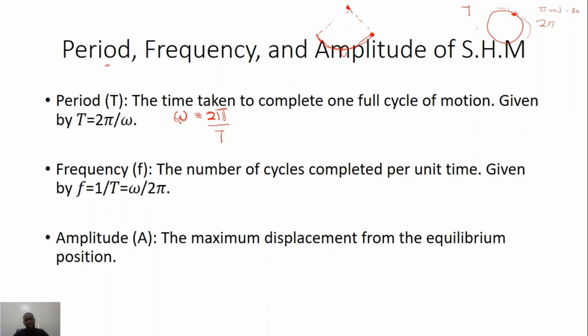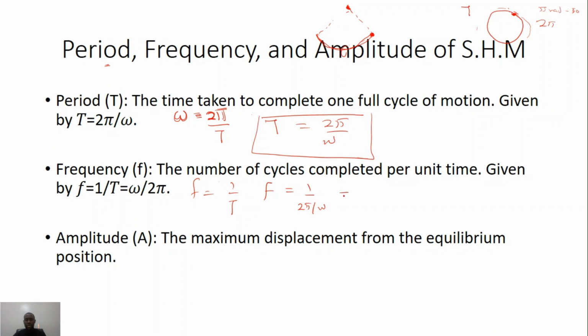So this gives us this equation, and when you make t subject of the formula, t equals 2 pi over angular velocity. This is where this formula comes from. Okay. The next term we'll be talking about is the frequency. The frequency is the number of cycles completed per second, and it is given as f equals 1 over t. And since we know that t is 2 pi over w, f equals 1 over 2 pi over w.